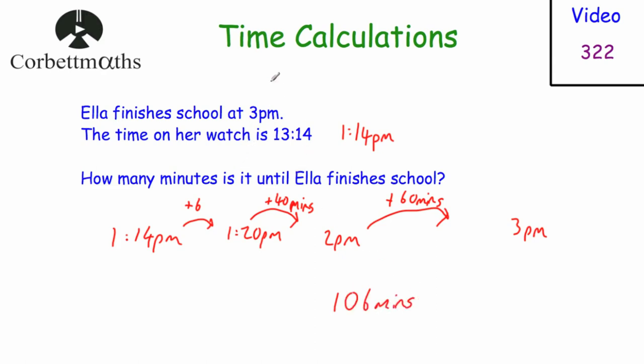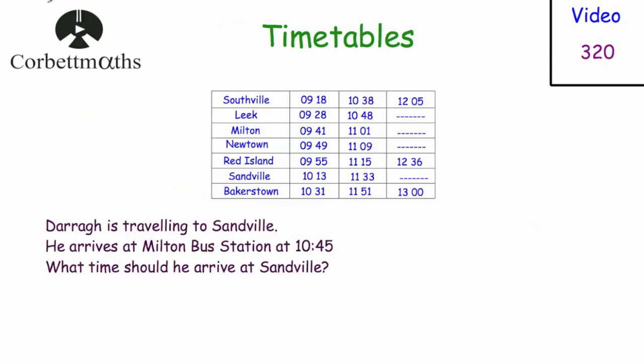So it's very important to be able to calculate questions involving time. So remembering the 60 seconds in a minute, 60 minutes in an hour, 24 hours in a day, being able to deal with the 12-hour clock, 24-hour clock, and so on. Okay, our next topic is timetables. So here we've got a bus timetable, and we've got our stops, Southville, Leek, Milton, Newtown, Red Island, Sandville, and Bakerstown. And here are three buses. Each column represents a bus.